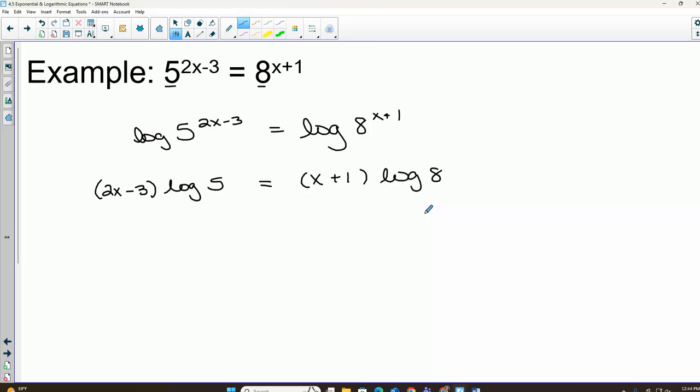From here, I am trying to solve for x, but I have x's on both sides. So I have to distribute. This log 5, no matter what I multiply it with, I can't change the 5. So I'm distributing this. These are just going to be the coefficients. So it's just 2x log 5 minus 3 log 5.